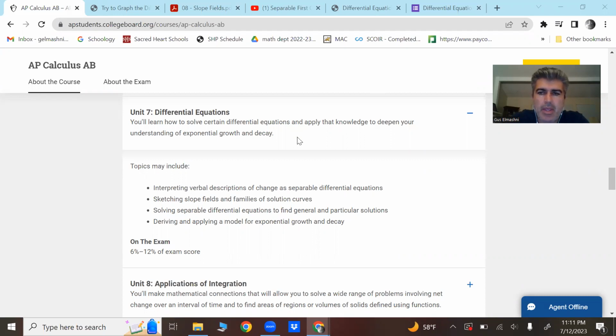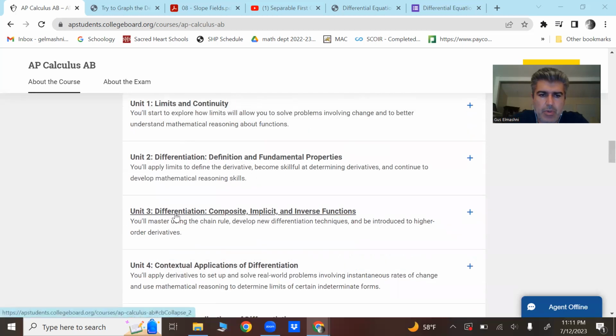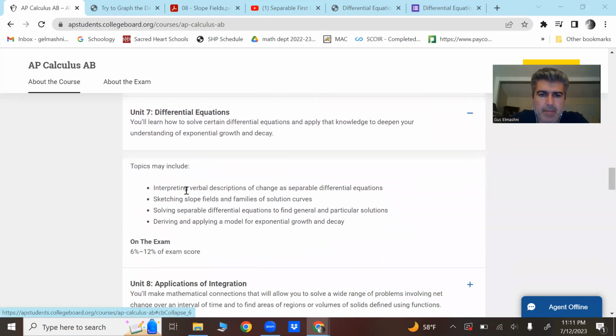In this lesson, we're going to talk about how to draw slope fields, how to solve separable differential equations, and also reinforce some skills that you should already have learned from prior units, especially units 2 and 3 on derivatives, and how to interpret verbal descriptions of changes of separable differential equations.